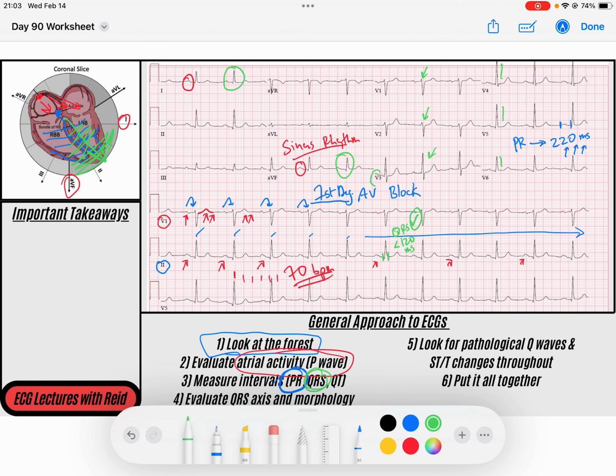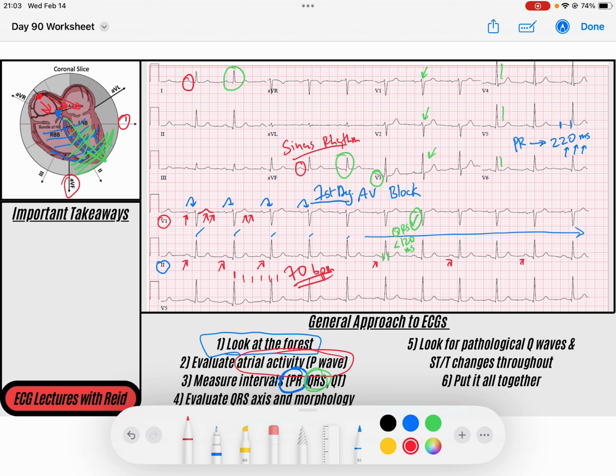Sometimes when you see V3 become super positive, super fast, I would kind of guess that lead V3 was maybe not placed appropriately. If this was a patient that has a lot of breast tissue, sometimes people have a hard time placing them in the exact right spot, and that's okay. It's not going to change our interpretation.